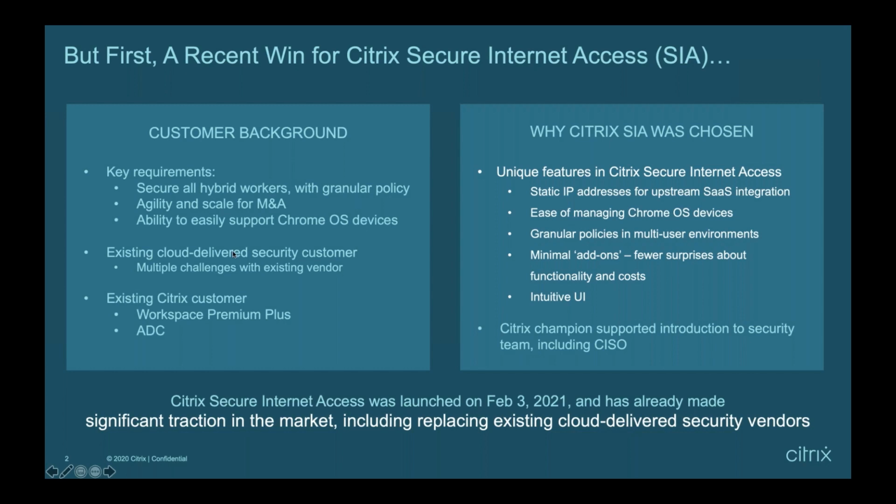So we were talking to this particular customer that recently decided to purchase Citrix Secure Internet Access. Their challenges were to secure workers everywhere. So they've got remote workers, they've got workers in branch locations. They need to protect those workers everywhere with granular policy, and also have that agility and scale for upcoming mergers and acquisitions. So they need something that's modern and sophisticated and comprehensive from a cybersecurity perspective, but also simple to manage and able to scale to hundreds more employees that they might be adding through mergers and acquisitions. And lastly, they wanted the ability to easily support Chrome OS devices.